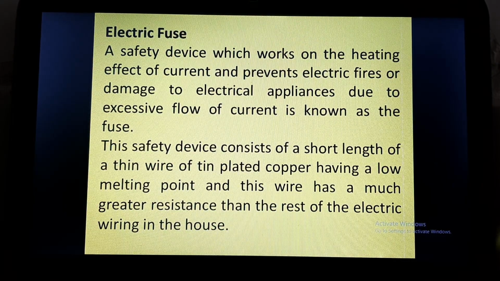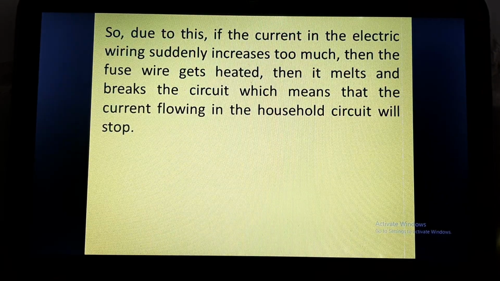and this way it can prevent damage to electrical appliances. As I mentioned, the safety device which we call an electric fuse consists of a short length of thin wire which is of tin plated copper, and this has a low melting point, and this wire has a much greater resistance than the rest of the electric wiring in the house. So what is happening here? More heat is produced.